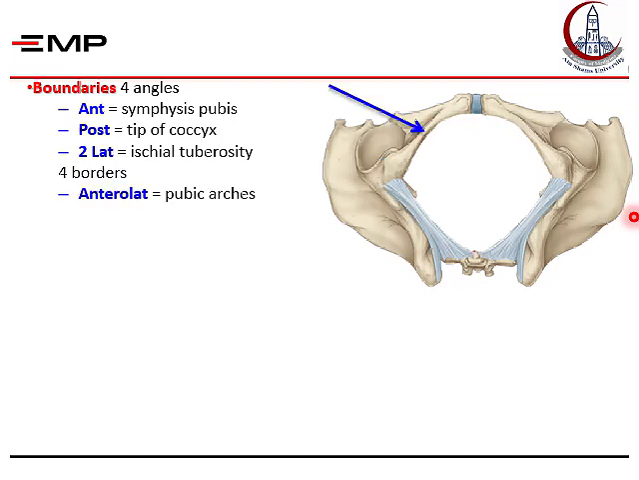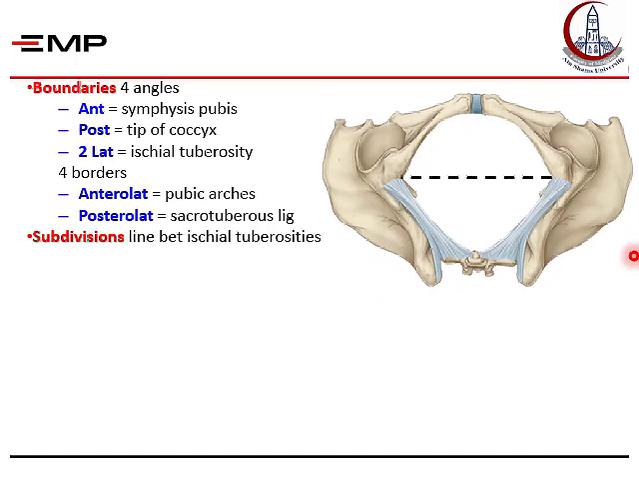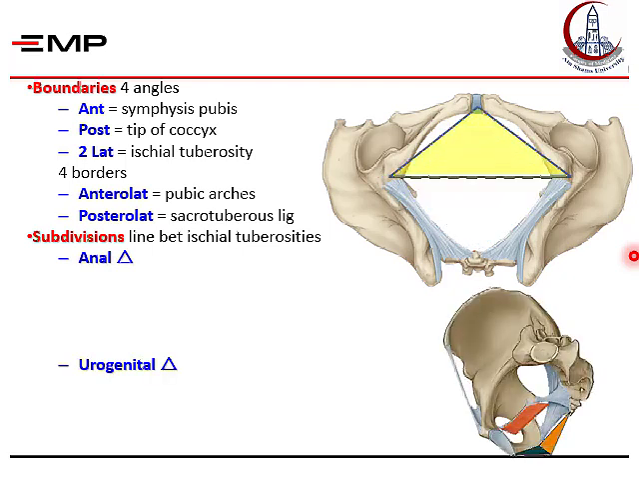We have four borders of the perineum. The two anterolateral borders are the pubic arches. The two posterolateral borders are the sacrotuberous ligaments. An imaginary line between the two ischial tuberosities divides the perineum into two triangles. Posteriorly, the anal triangle, and anteriorly, the urogenital triangle. The bases of the two triangles meet together at the line joining the two ischial tuberosities.